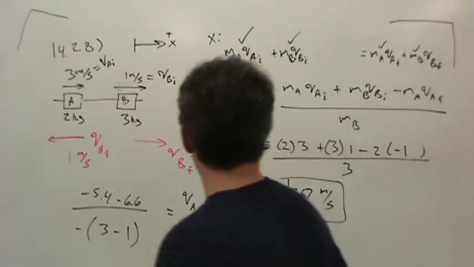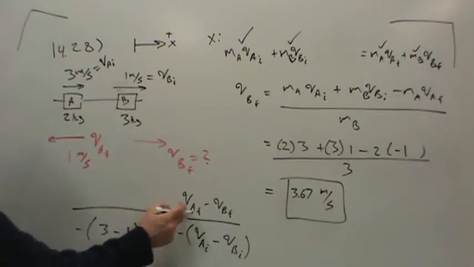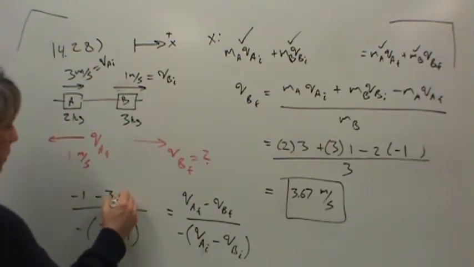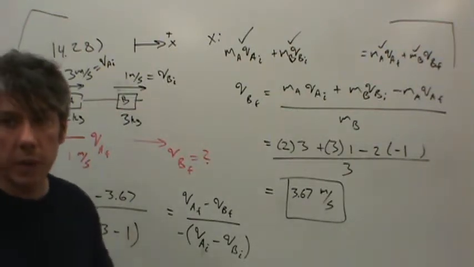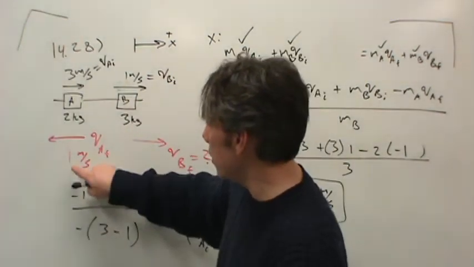Okay, so 3.67, that's going to change all of this. We've got VA final, -1, less VB final, 3.67. Let's see, we still have a problem because we're going to end up with 4 over 2, which is going to be greater than unity. The coefficient of restitution cannot be greater than 1. Okay. So basically, we just have to keep playing with it until we find a bounce off.